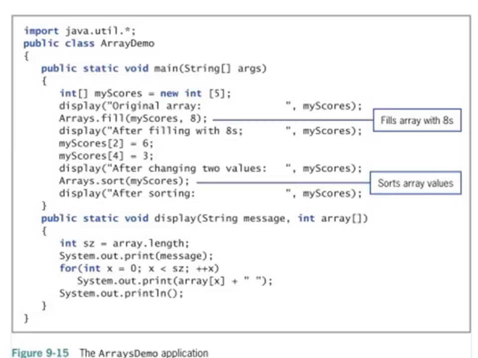In this example, we have an Arrays.fill method. It accepts two arguments. The first argument is the name of the array. The second argument is the value. So we will fill the array with 8, so each array element is 8. Then we change some element values. Then we call Arrays.sort and pass the array name. So sort will sort the array elements in ascending order.